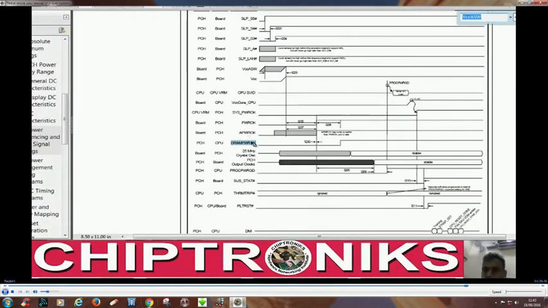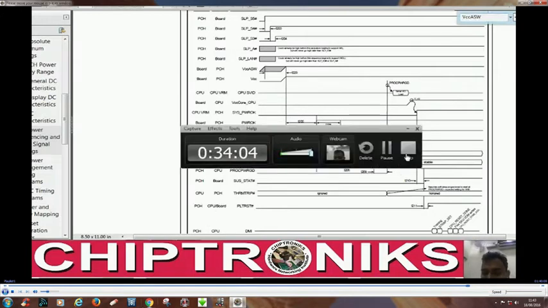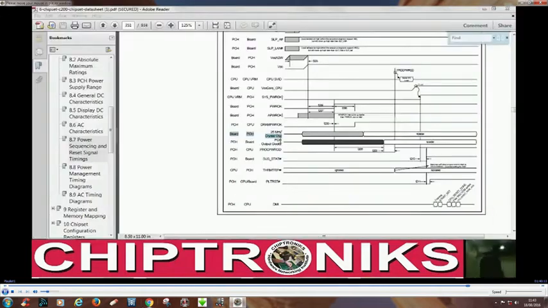PCH to CPU DRAM power. Once the CPU gets DRAM power, the board will have its clock. Let's see how this clock generation and this DRAM power are related. Now, DRAM power is generated by PCH to CPU.